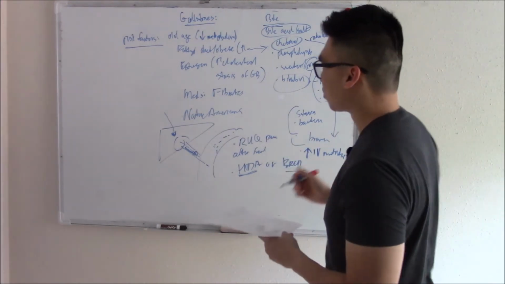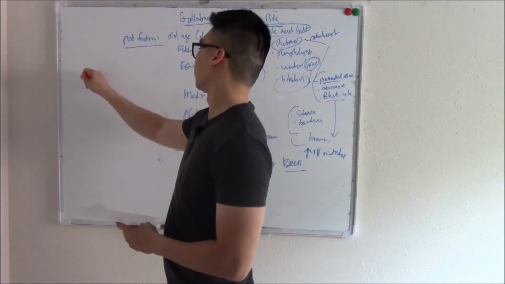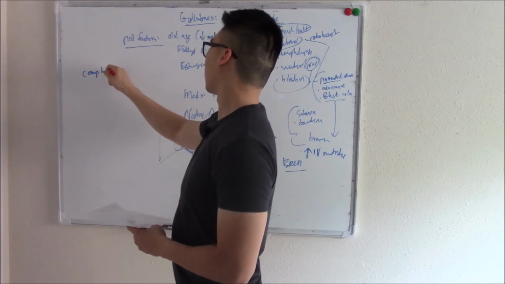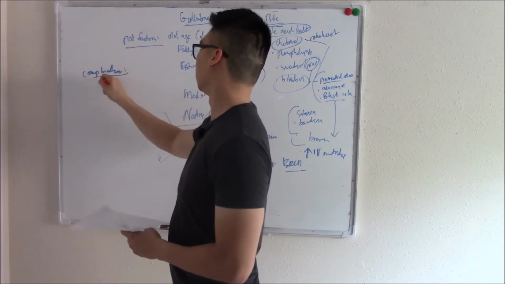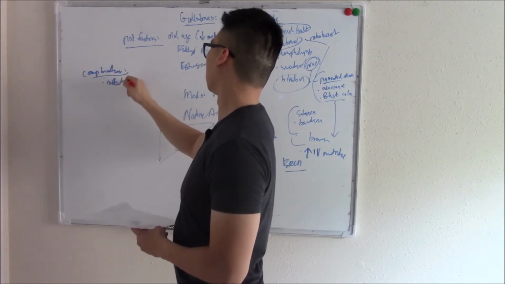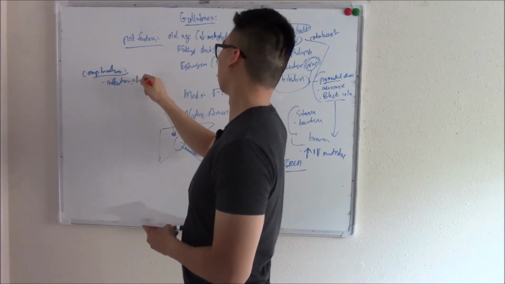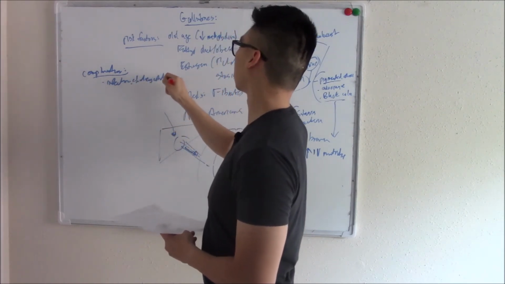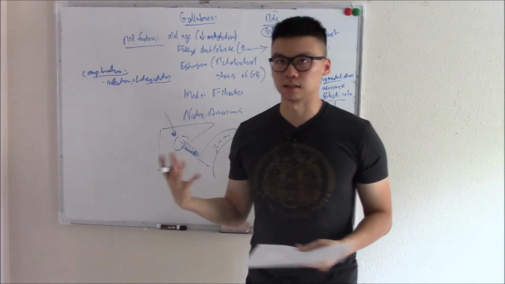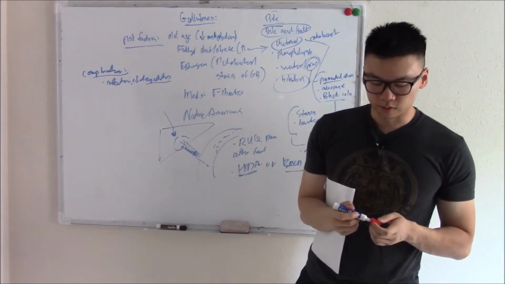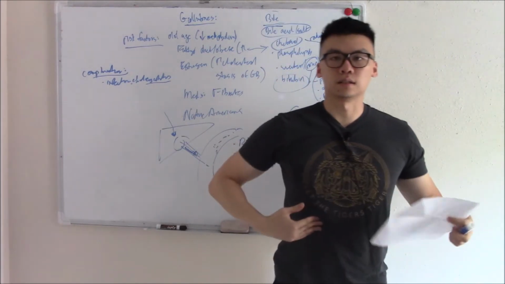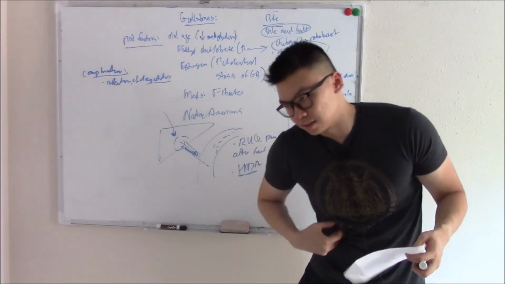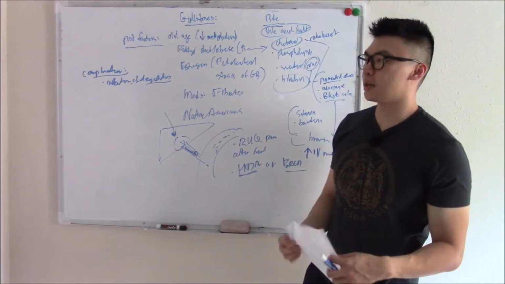Some complications of gallstones. Anytime you have a block, anytime you have stasis, you can have an infection. We call that cholecystitis. What's the physical finding sign of cholecystitis? It's Murphy's sign. Remember, Murphy's sign is when you palpate your gallbladder and you ask them to take a deep breath, and they'll stop because it hurts too much. Why does it hurt when they take a deep breath?